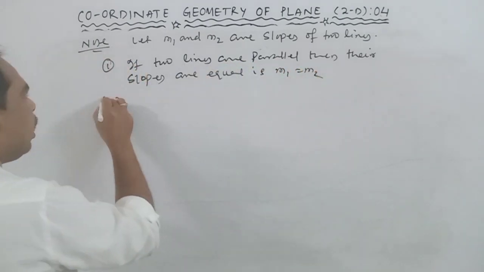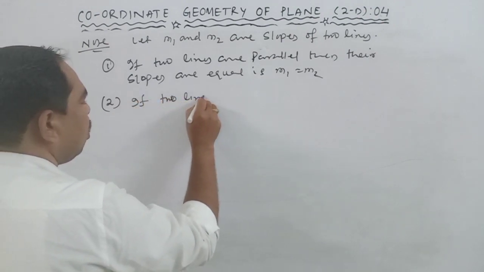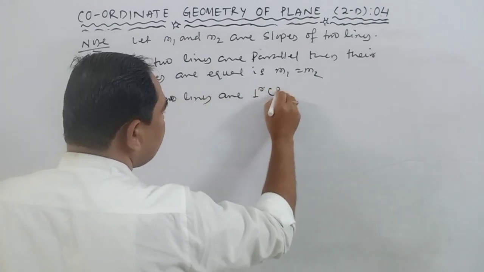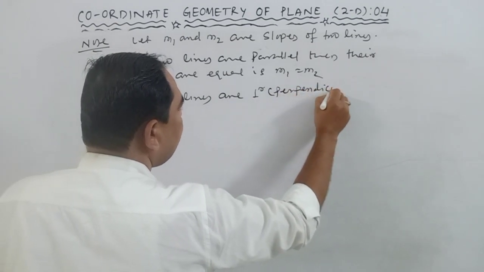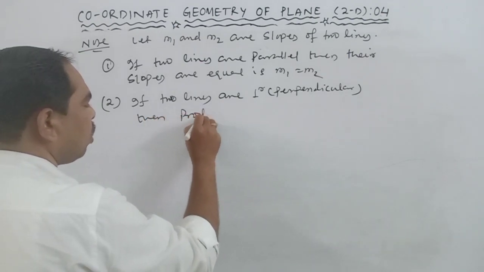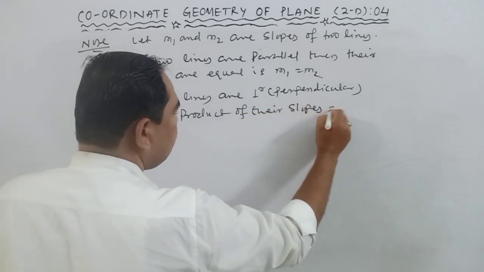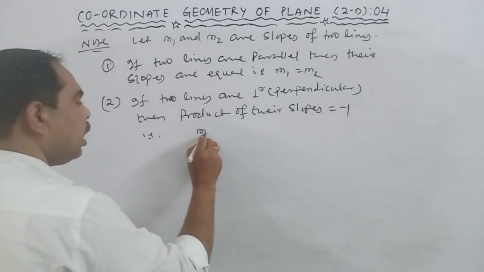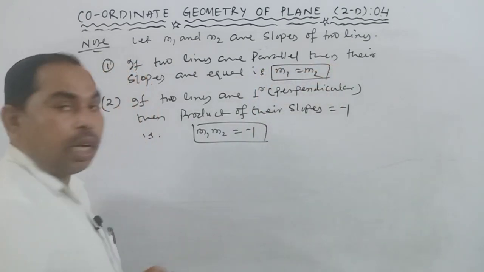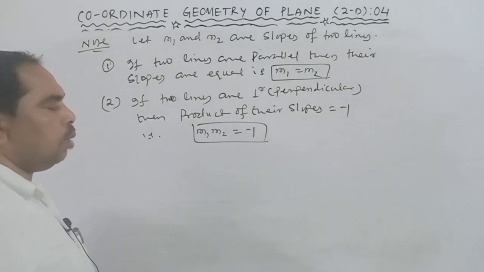Second one: if two lines are perpendicular, then the product of their slopes is equal to minus 1. That is, m1 into m2 is equal to minus 1.